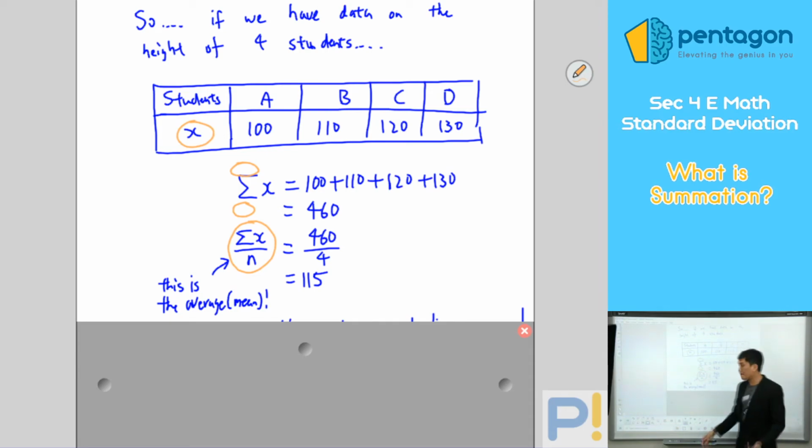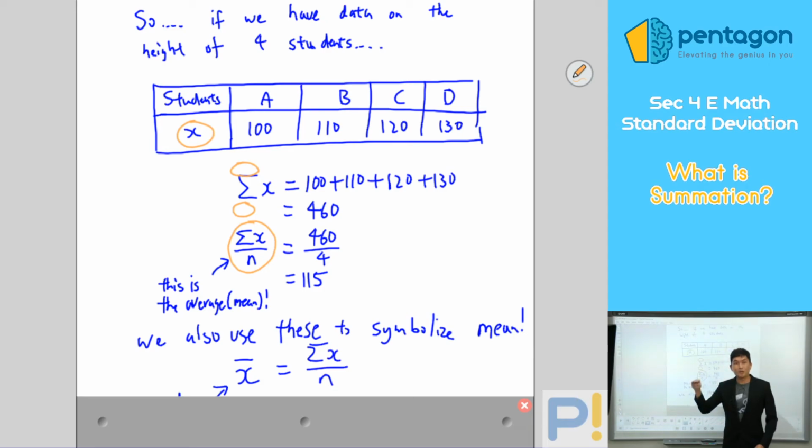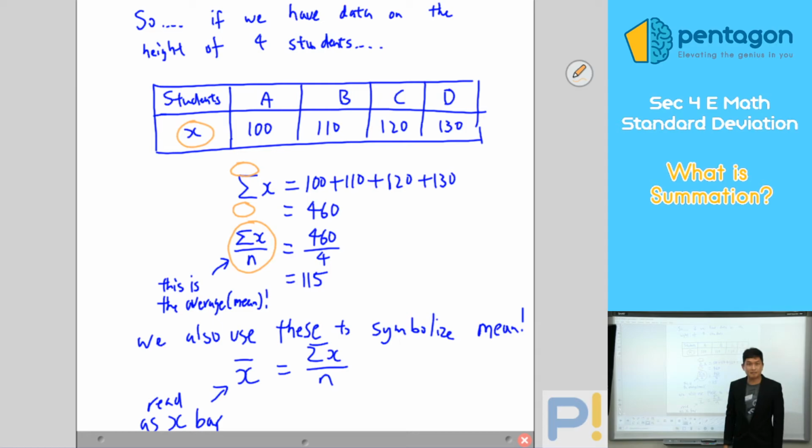So we have a short form. The short form is just simply x with a bar on top of it. The bar is kind of like when you average things out, everyone has the same height in the bar graph, a flat bar. So no surprise, this short form is called x bar. Pretty self-explanatory, if you ask me.